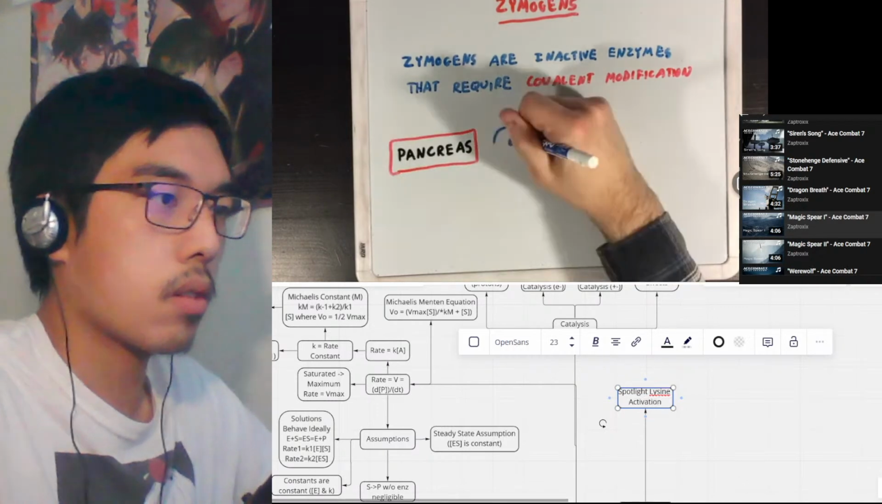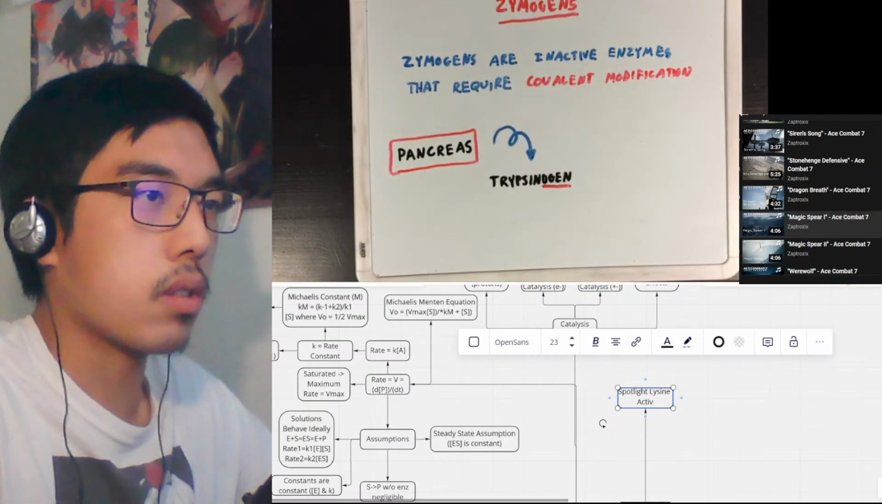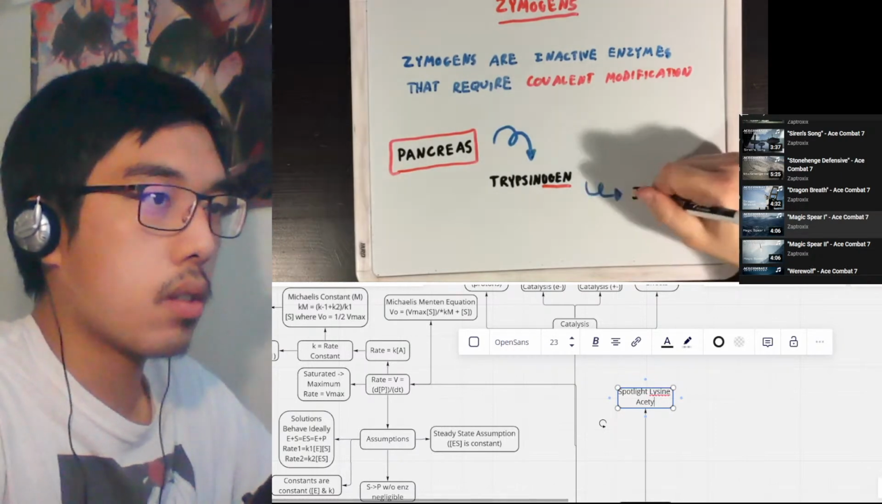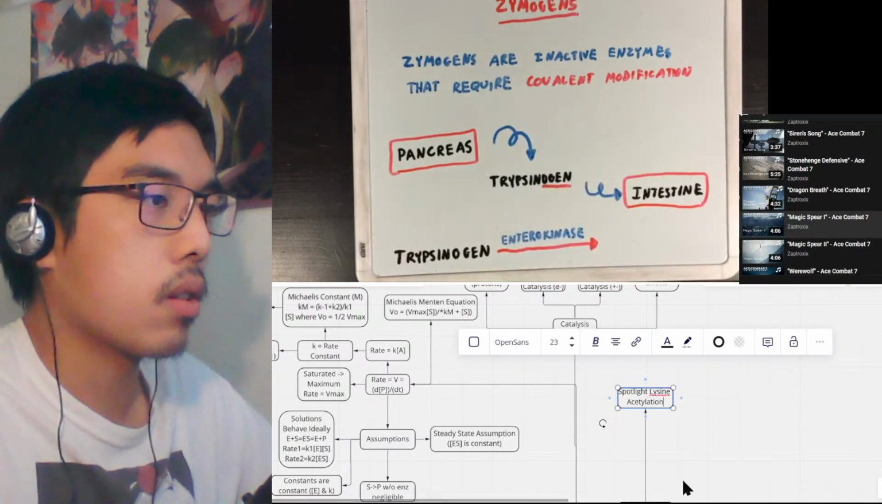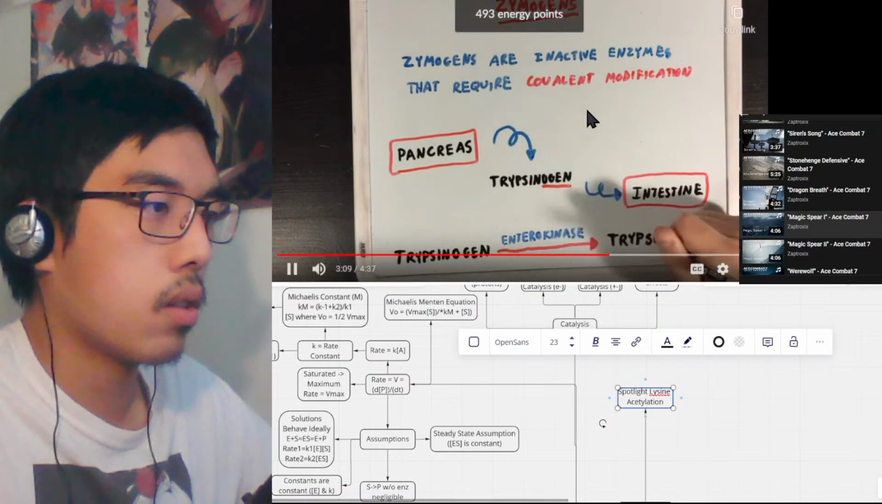One of the enzymes that the pancreas releases is called trypsinogen, which is a zymogen. This is an inactive form of a protease enzyme that is shipped to the intestine, and once in the intestine, it's covalently modified by an enzyme called enterokinase, which converts it to its active form.